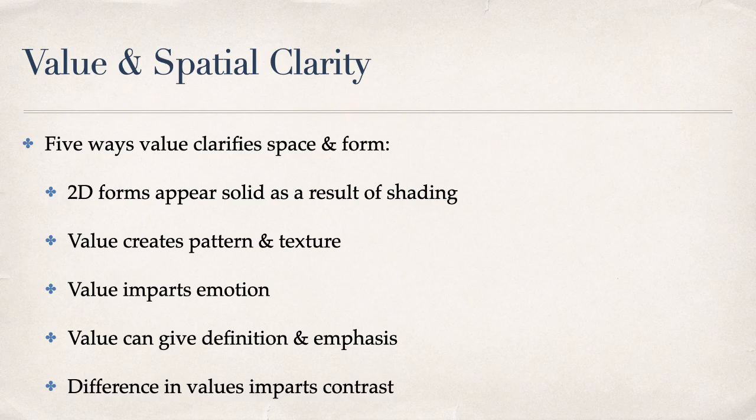Value and spatial clarity. There are 5 ways value clarifies space and form. 2D forms appear solid as a result of shading. Value creates pattern and texture. Value imparts emotion. Value can give definition and emphasis, and differences in value impart contrast.